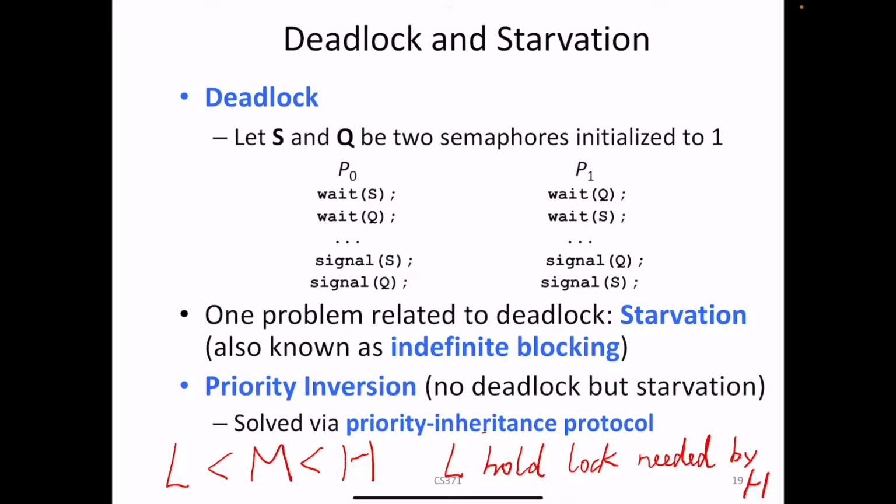In order to avoid this problem, we try to operate these semaphores in the same order. Otherwise, the deadlock problem will happen with a very high probability. Another problem related to deadlock is called starvation, which we sometimes also call indefinite blocking. The formal definition of starvation is that processes are suspended in some queue forever and never get a chance to be executed on the CPU.